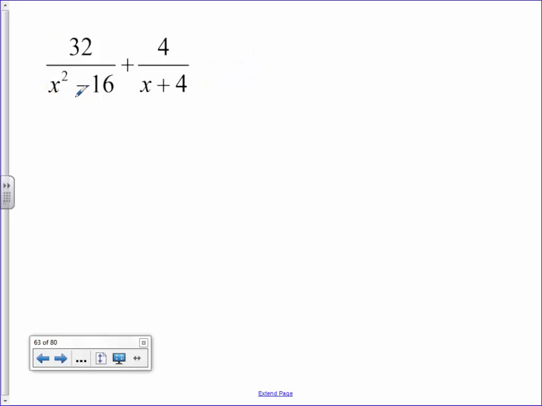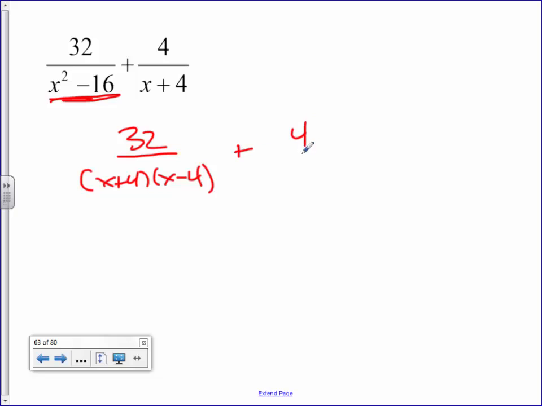Occasionally it is possible for you to do some factoring before you start. One of these 4 things is factorable. That difference of squares. Yeah, right there. That's the difference of squares. It's x plus 4, x minus 4. So we should factor that first because it makes our lives a little bit easier, actually. It gives you 32 over an x plus 4, x minus 4. And then you're adding 4 over x plus 4.